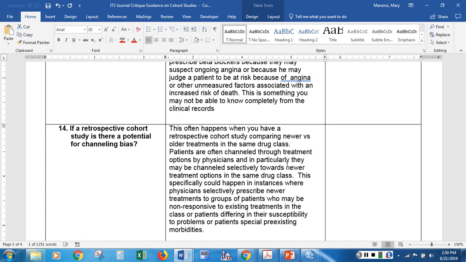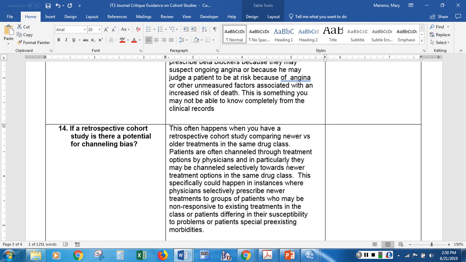So you may be comparing two antidepressants, but one is newer than the older one, right? But who's going to get the newer ones? The people who have failed the older treatments. And so preferentially, the people who get the newer treatments are those who have failed older treatments, who are likely to be patients who have more severe depression.